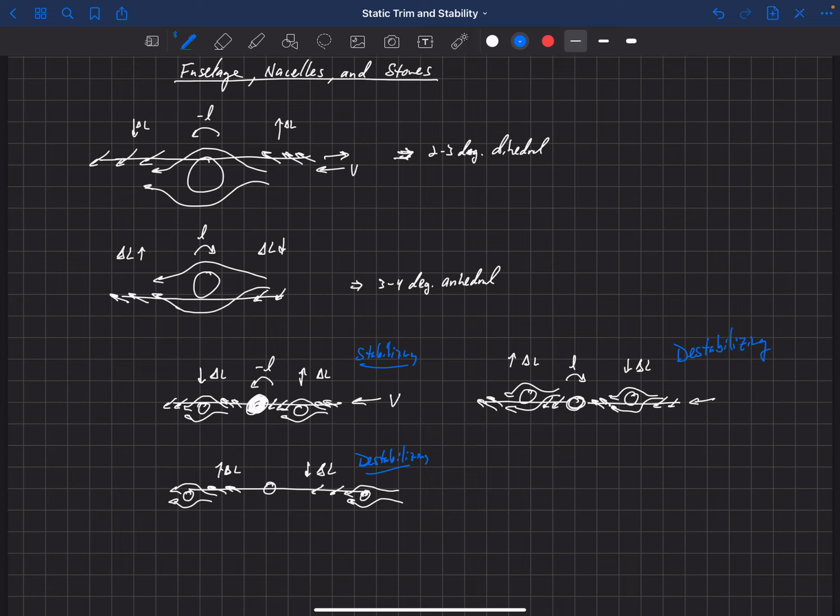And finally, we can look at this example down here, and simply move those stores up to the top, out of the winglets, but on the top. And we could do the same thing. So the flow is moving around like this. And we'll see that over here we get a decrease on the left hand side, and on the right hand side we get an increase. And so this will create a negative rolling moment, and this will be stabilizing.